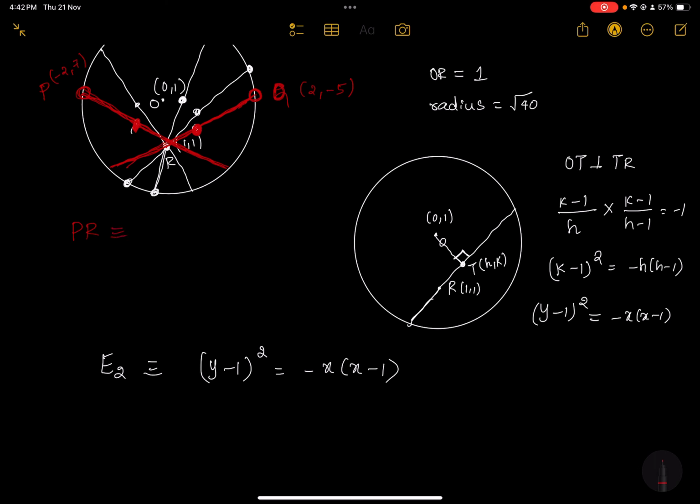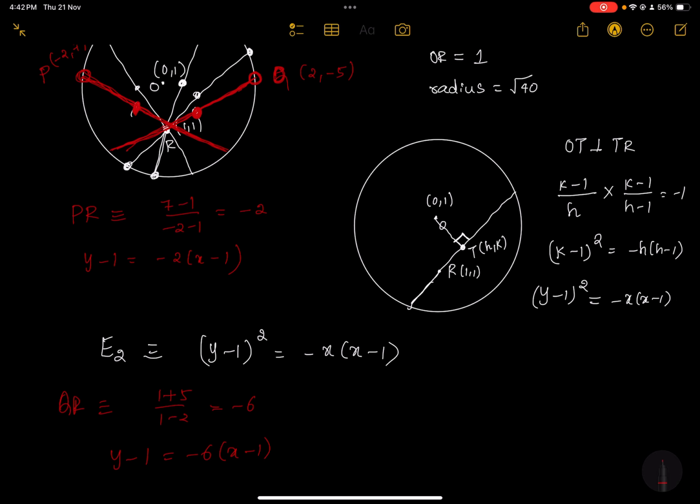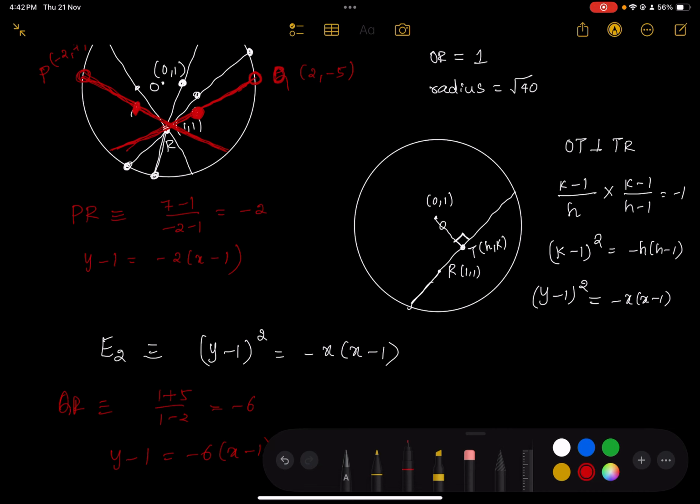For the PR equation, we have to find out the slope first. What is the slope? (7 minus 1) by (minus 2 minus 1), so the slope is minus 2. So the equation will be y minus y1 is equal to m into (x minus x1). This is the equation of PR. Next, let us find the equation of QR. The QR slope will be (1 minus (minus 5)) by (1 minus 2), so 1 plus 5 by 1 minus 2. This is minus 6. So the equation will be y minus y1 is equal to m into (x minus x1). This is the QR equation.